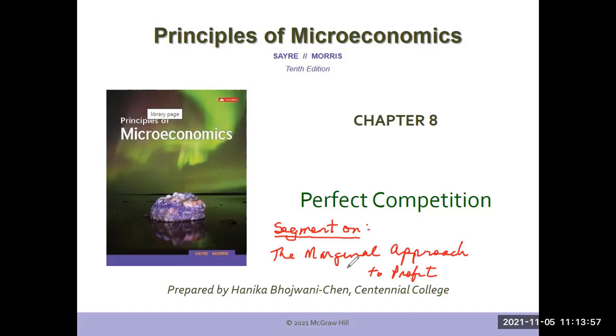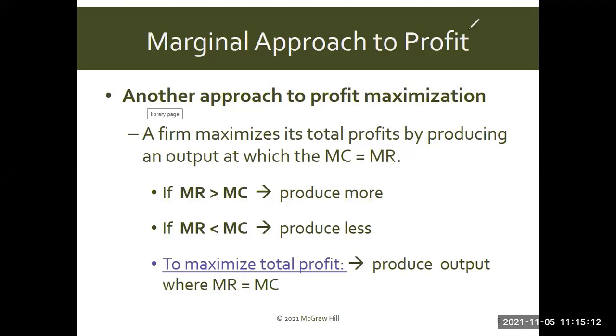Now, previously, we've learned about the total approach to profit, which is quite intuitive. It's total revenue minus total cost. That'll give you your profit. And where your total revenue just equals your total cost, that will be a break even. So we're going to expand and go further into something that we rely on quite a bit more in economics, and that's the marginal approach to profit. So here we go, the marginal approach to profit.